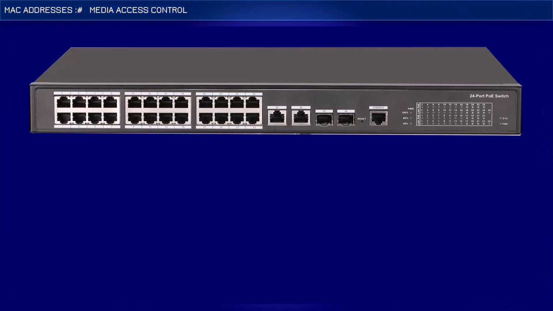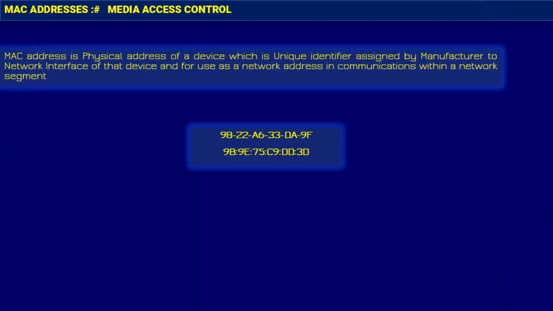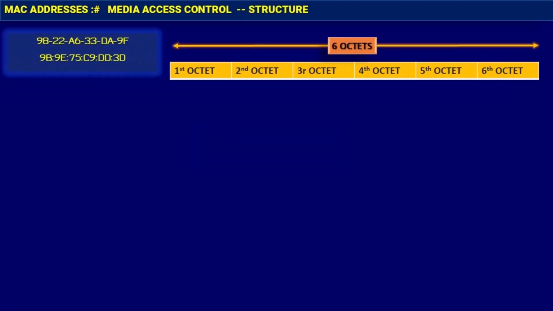MAC is a 48-bit address. As you can see in the example over here, 98:22:A6:33:DA:9F. This is a hexadecimal format and the octets are separated by either a hyphen or a colon. And this is the structure of a MAC address.